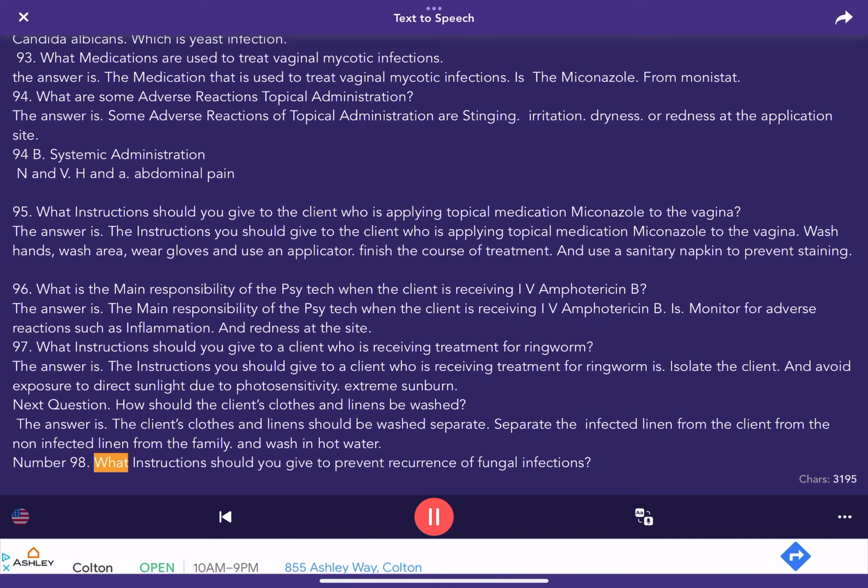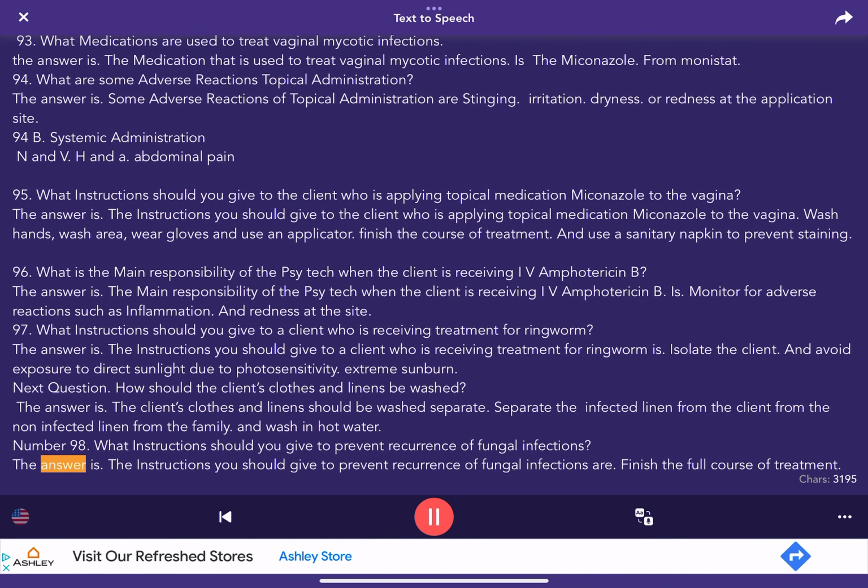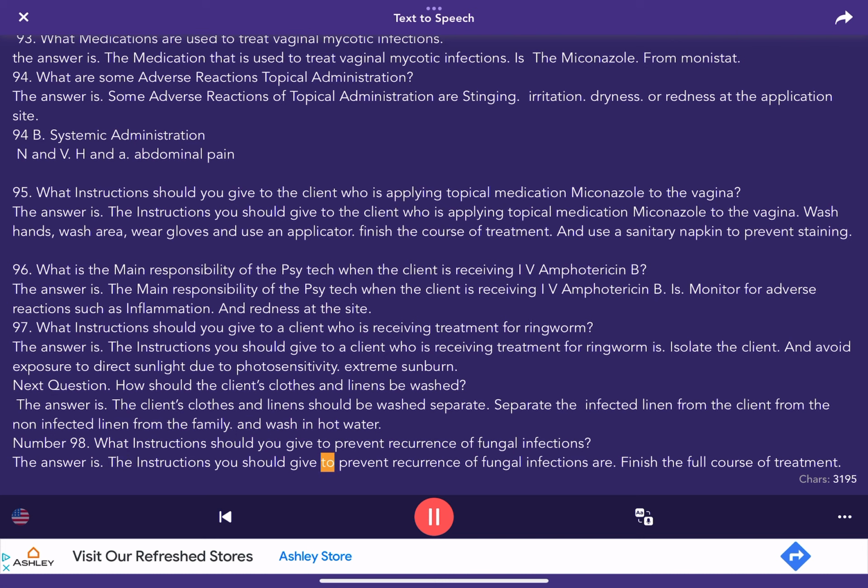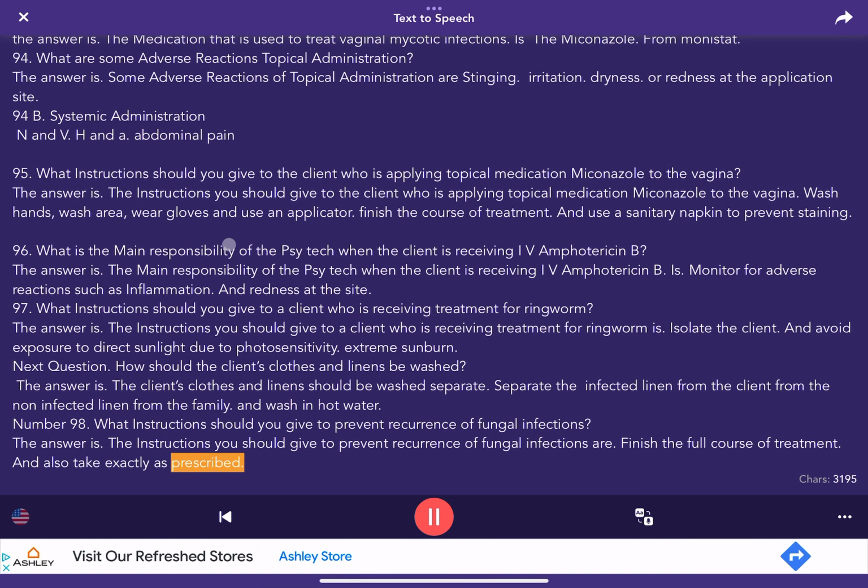Number 98. What instructions should you give to prevent recurrence of fungal infections? The answer is, finish the full course of treatment, and also take it exactly as prescribed.